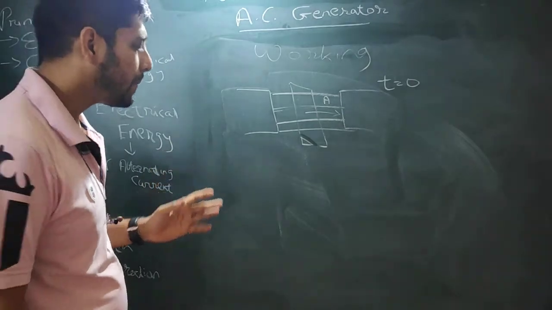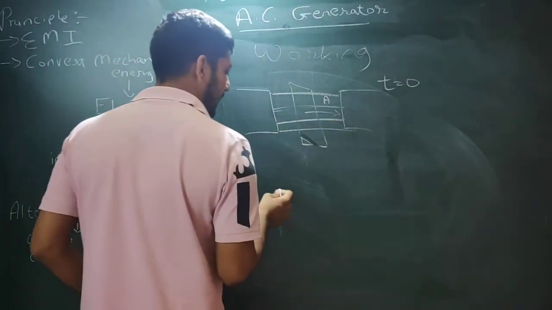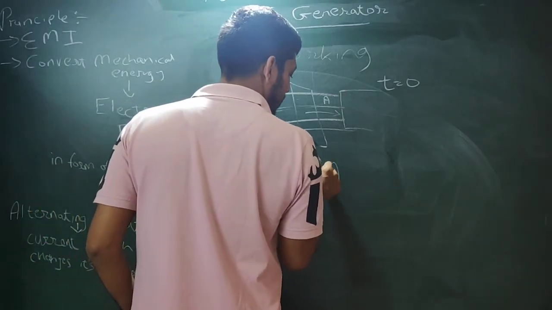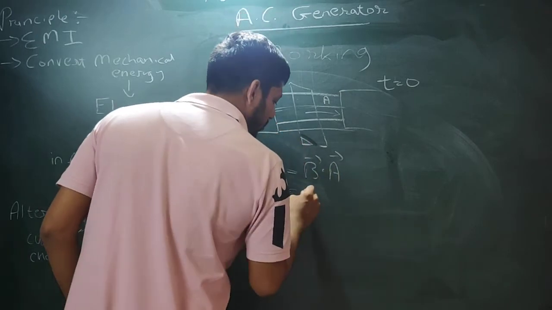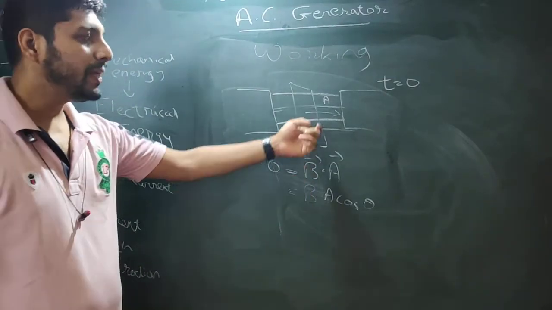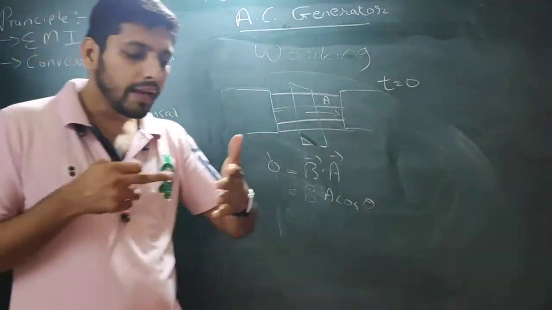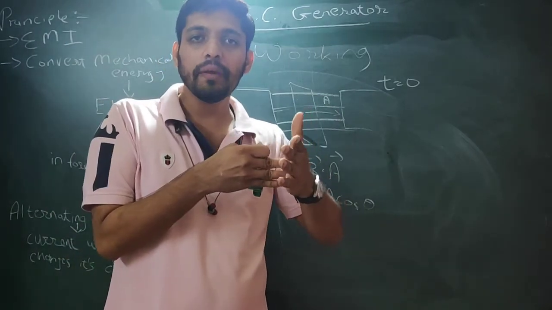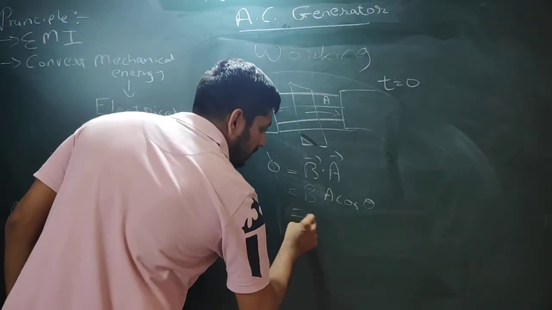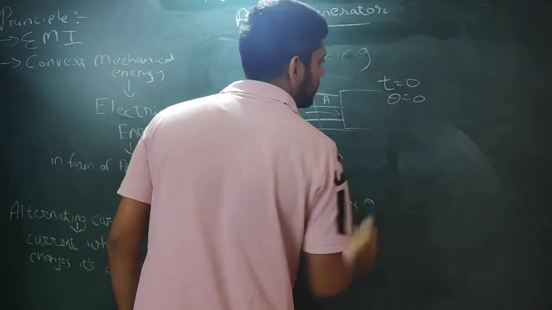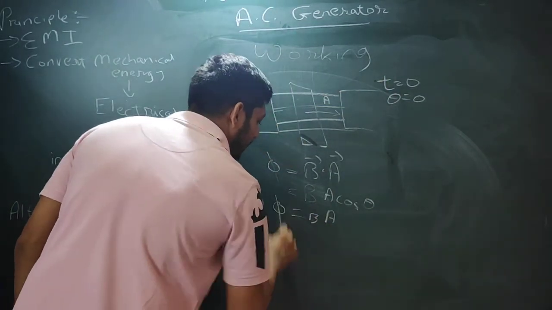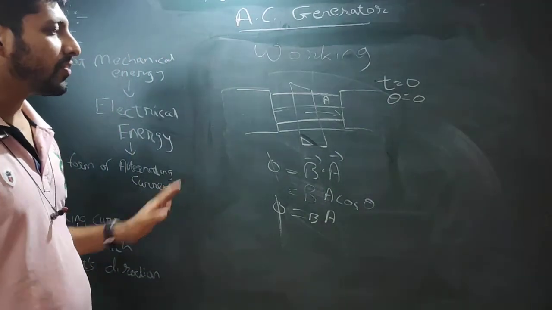So what will be the flux phi at that point of time? Phi will be equal to B dot A, that will be equal to BA cos theta. What is theta over here? Theta is the angle between B and A. In the initial condition, the direction of the magnetic field and the area vector are the same. So theta is equal to 0 in this condition, and flux will be B into A at the initial condition. Okay, this is our initial condition.